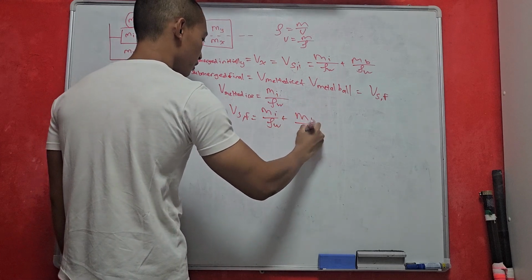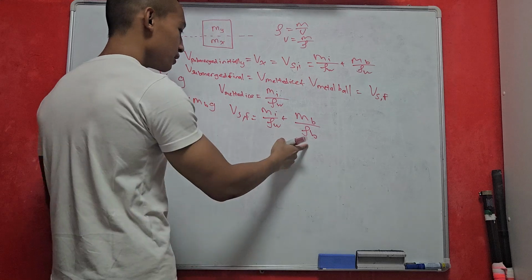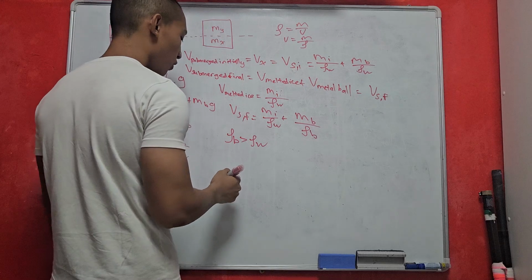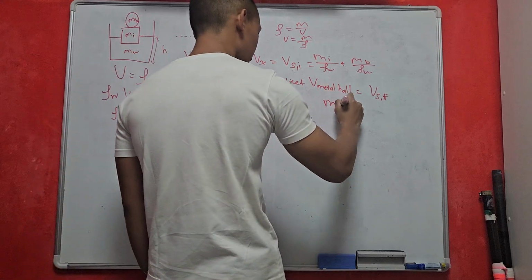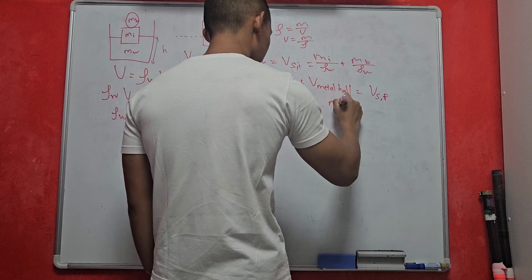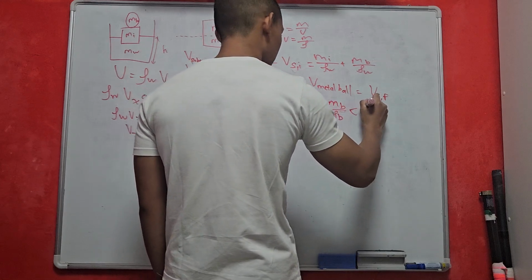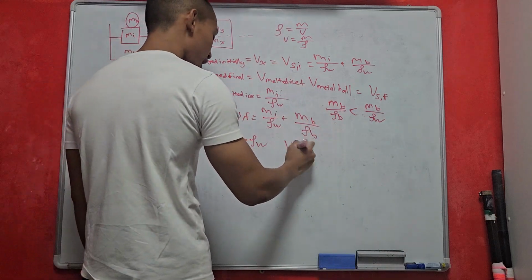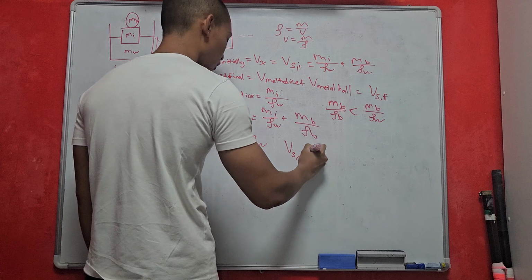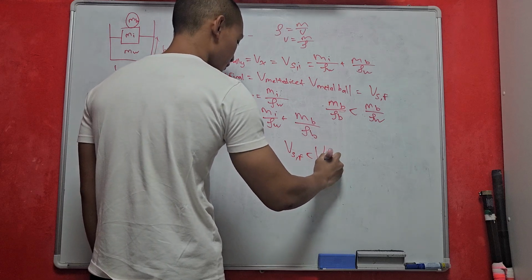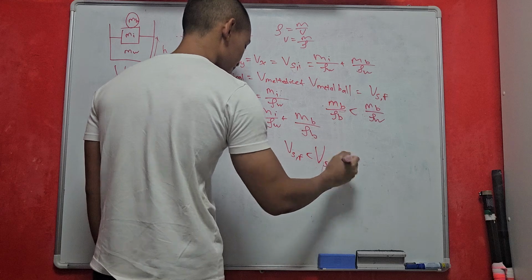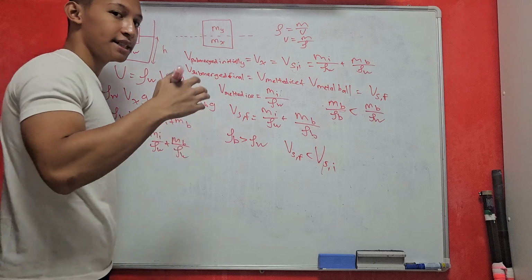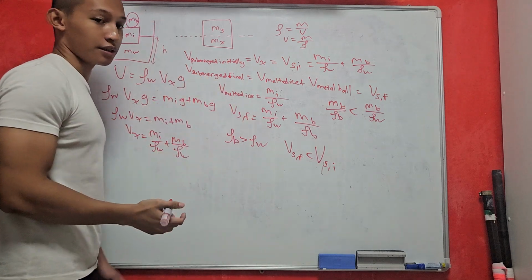which is just mb over rho b. And remember, the density of the metal ball is greater than the density of water, obviously, because it will sink. Therefore, we can say that mb over rho b is smaller than mb over rho w. And because this is smaller, the final volume of submerged items, Vs,F, is smaller than the initial volume of the submerged items, Vs,I. And what does this mean? It means that the height of the water level would actually decrease after all of the ice has melted.